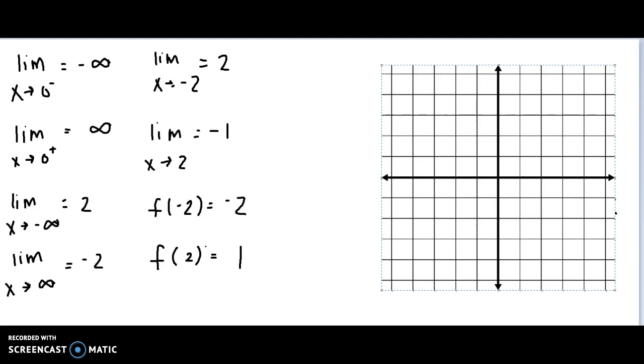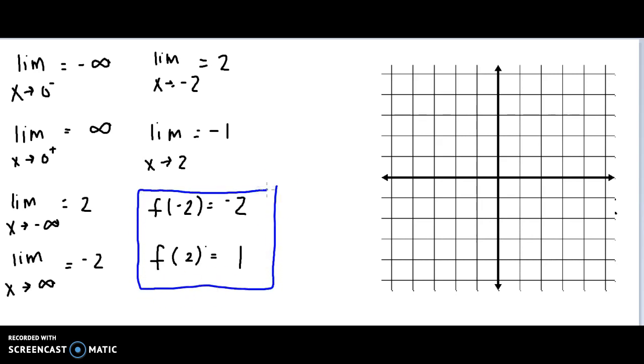So to start, the first thing I always like to do is to plot my function values. So here I have f of -2 equals -2. So on my graph, I find -2, -2, and make a point. And f of 2 equals 1. So I find 2, 1, and I make another point. Alright, so those two are done.